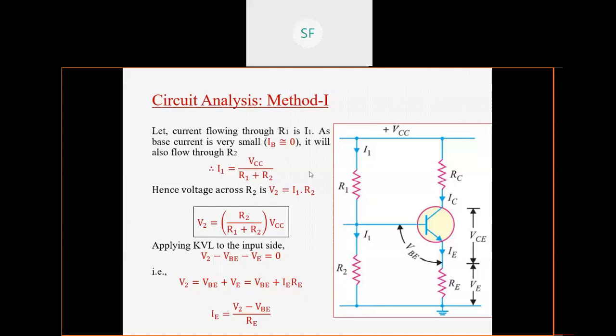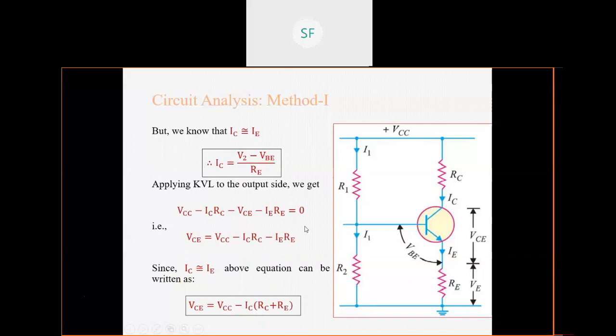Similarly, if beta, that is the amplification factor, is given in your circuit, then you cannot use this method. Then we have already seen this, and we have derived a specific formula related to it, for V2, IC and VC.